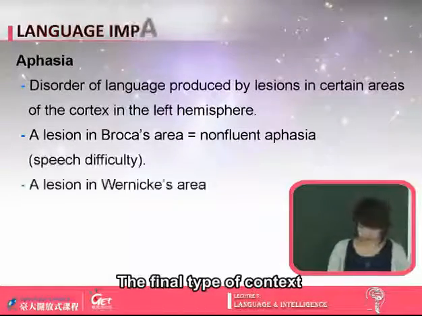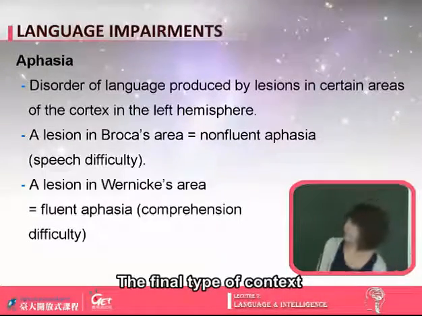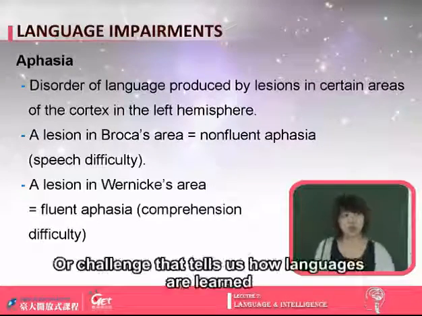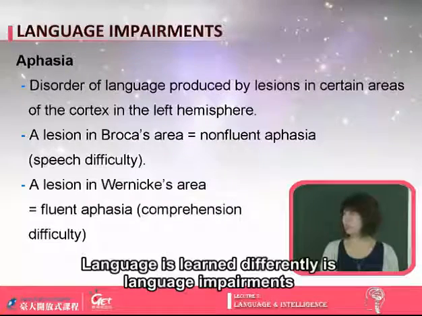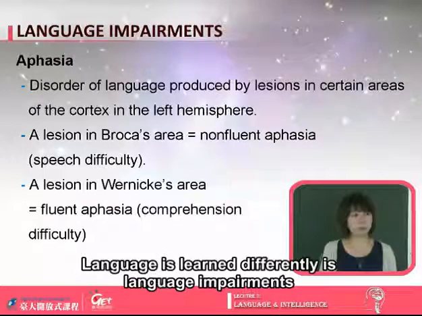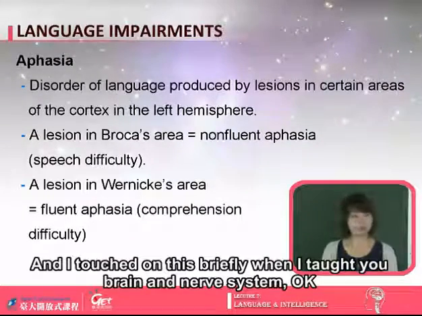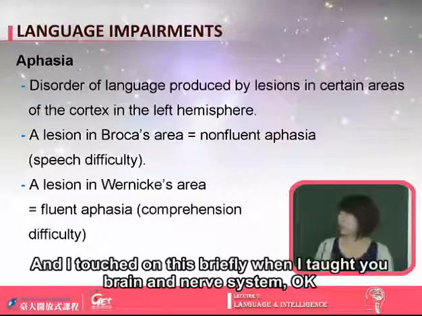The final type of context or challenge that tells us how language is learned differently is language impairments. And I touched on this briefly when I taught you the brain and the nervous system.